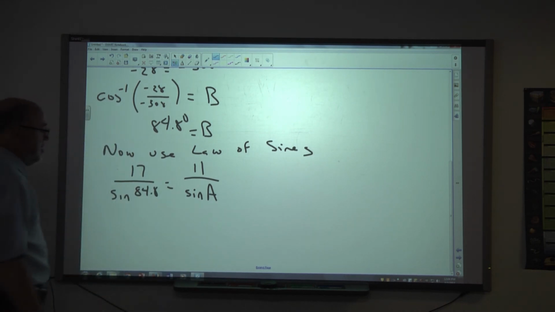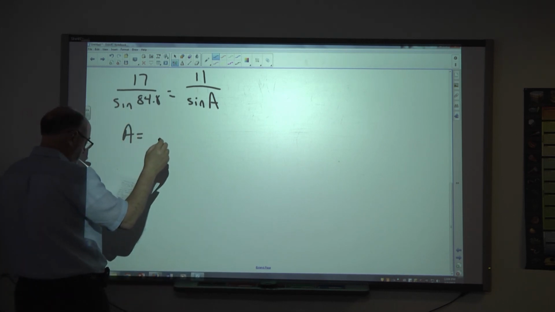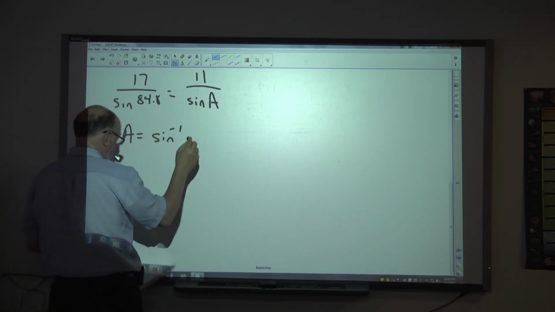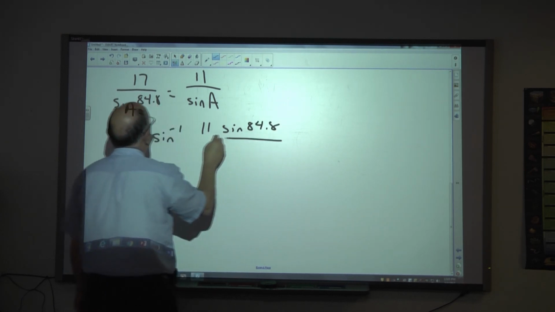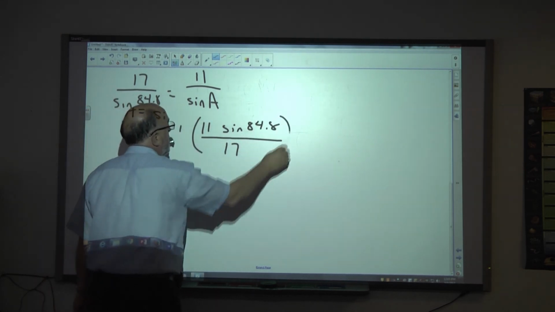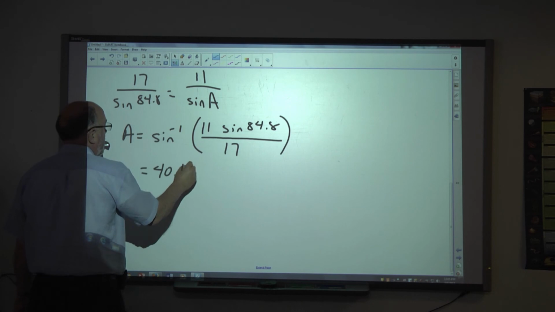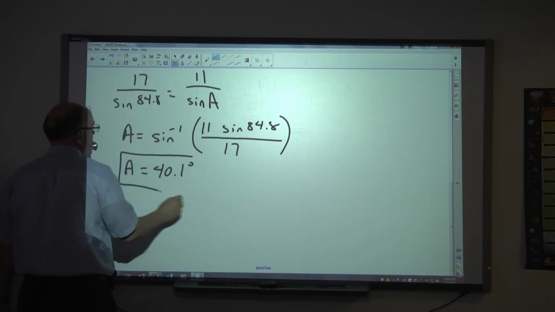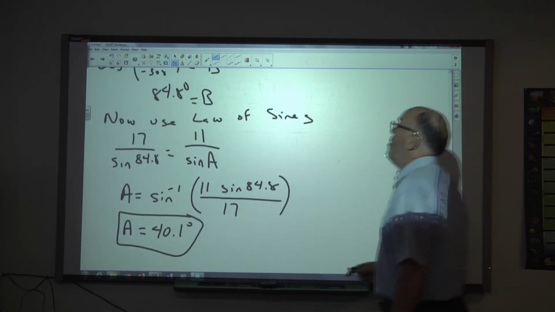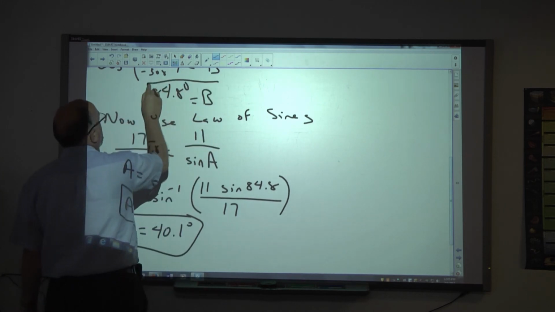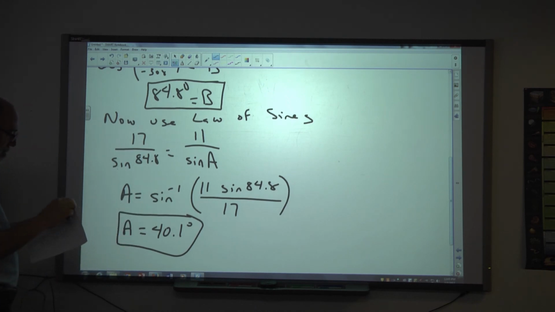And so we want to find angle A, and so angle A is going to be the inverse sine of 11 times the sine of 84.8 over 17. And you plug that in, you get the answer. We know that angle B is 84.8, and so we could find angle C, again, just by subtracting, and I'll leave that for you to do.